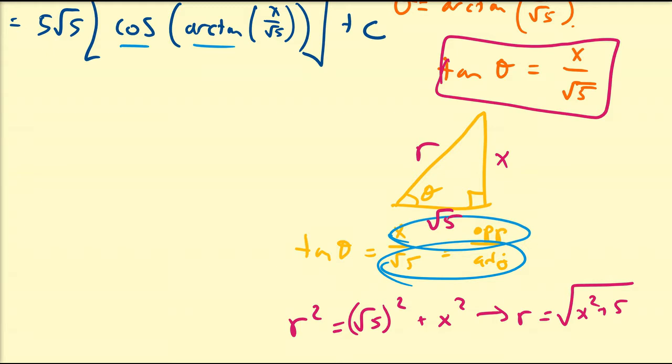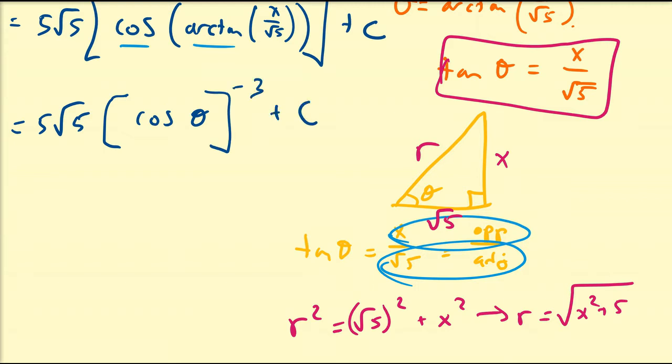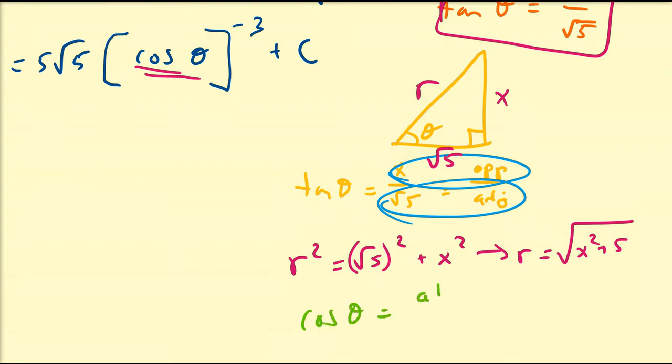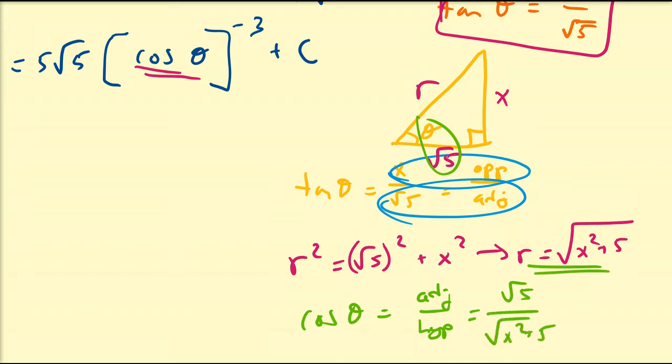So remember what we want to find. Again, our integral is 5 times the square root of 5 times the cosine of theta, all raised to the minus 3, plus c. So we need to know what the cosine of theta is equal to. Cosine of theta is always equal to the adjacent side over the hypotenuse of the same exact triangle. So the adjacent side of theta is the square root of 5, and the hypotenuse is r, which is the square root of x squared plus 5. So that is what cosine of theta is equal to.